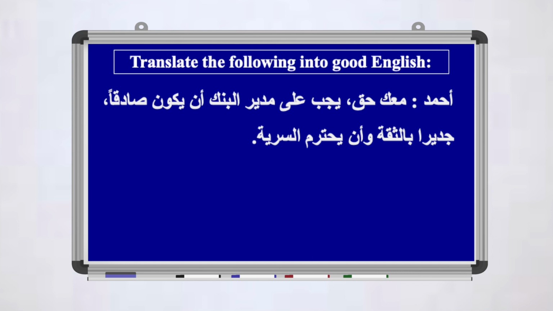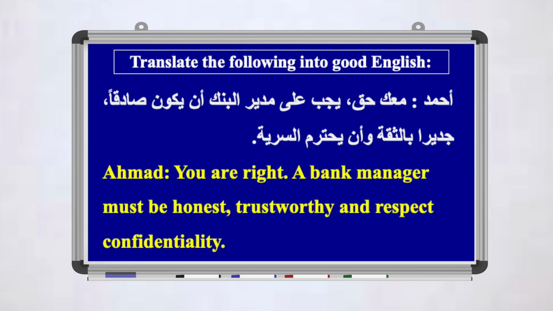Can you see where are the keywords here? Honest, trustworthy, respect confidentiality. Those are all keywords that will make a difference if you don't highlight them and pay attention to them. Let's see the translation. You are right. A bank manager must be honest, trustworthy, and respect confidentiality. You see how those words are important and makes a difference.